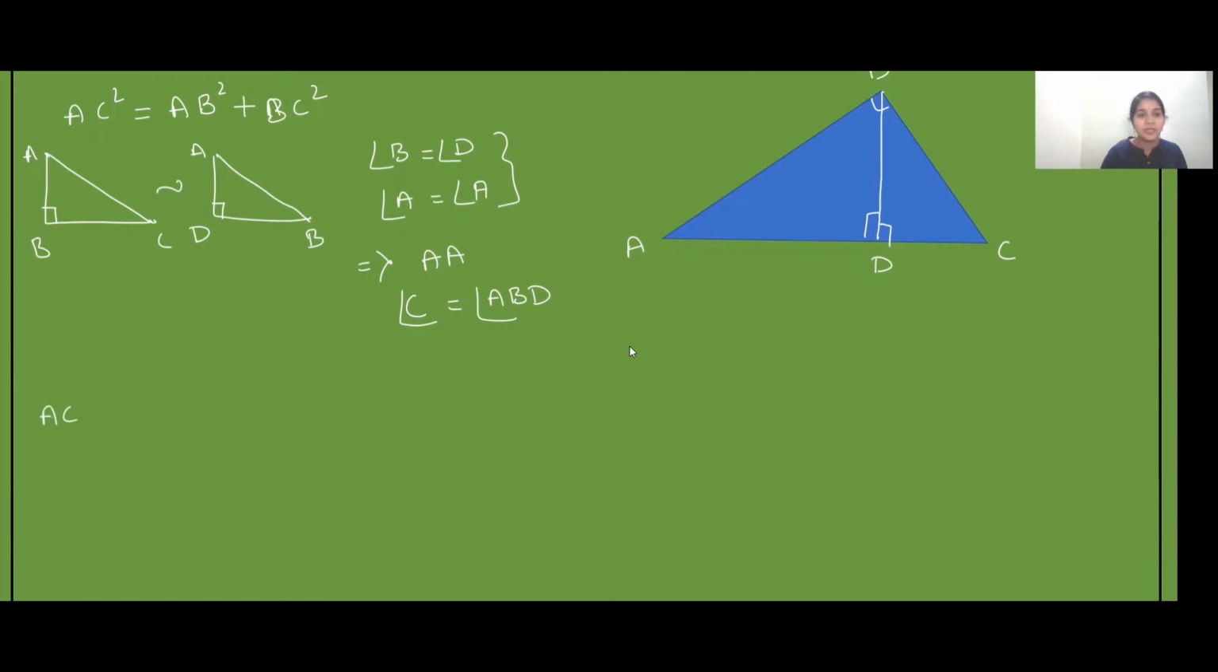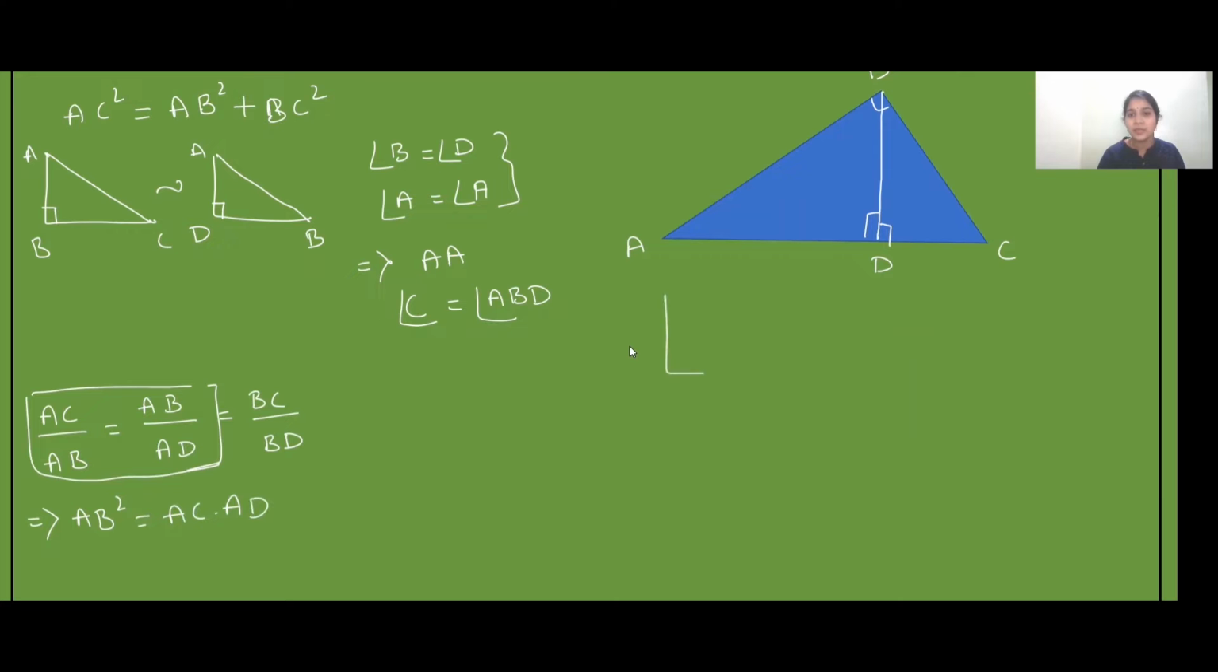So we can write down their corresponding side ratios. That is AB by AC will be equal to AD by AB, and this is equal to BC by BD ratio. From here, just consider these two only. So what we have, by cross multiplication, AB square will be equal to AC into AD.